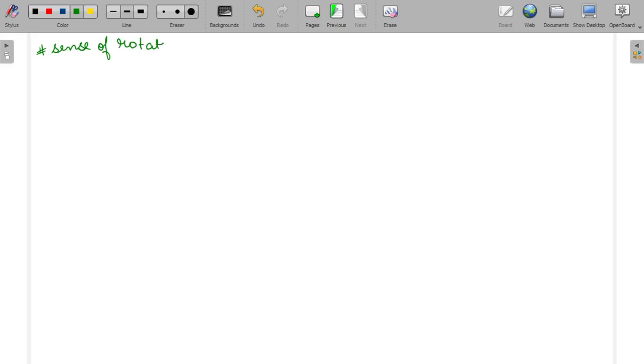Sense of rotation for left and right, with the thumb along the propagation.